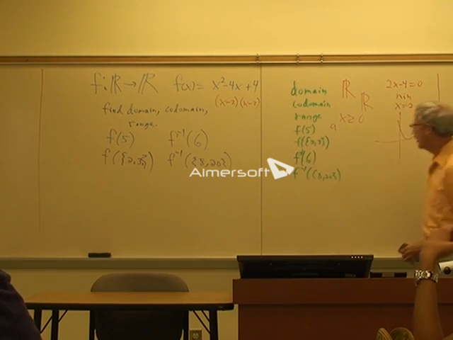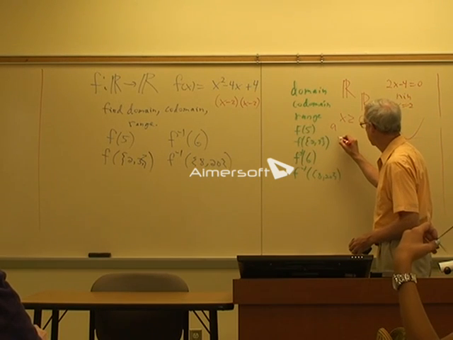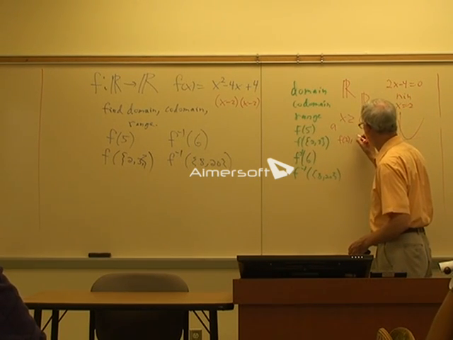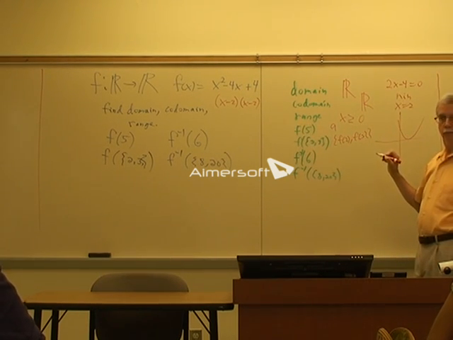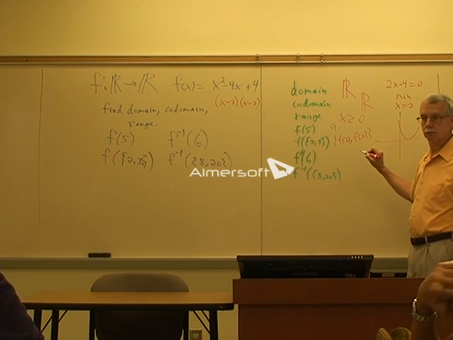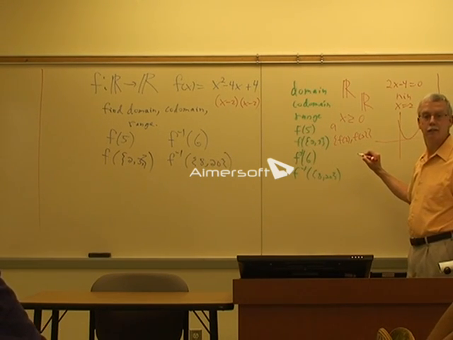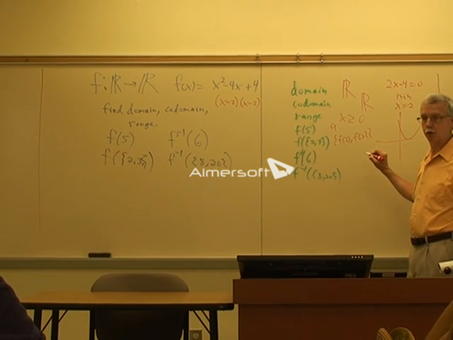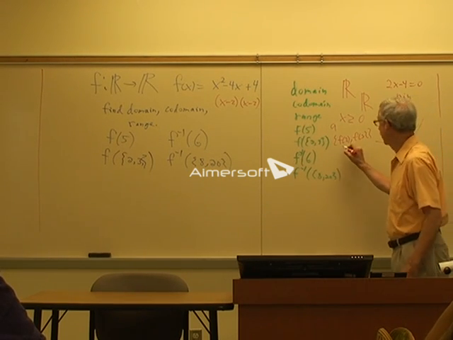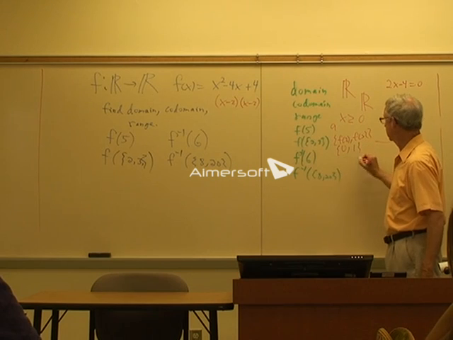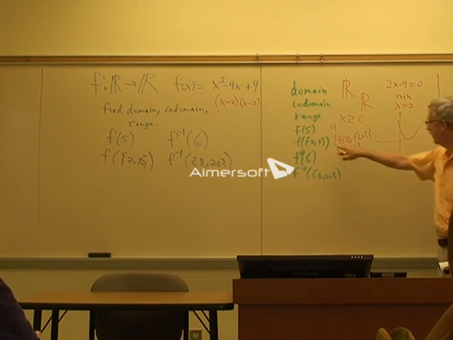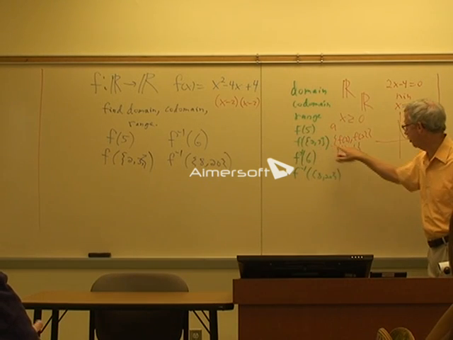How about the image of the set {2, 3}? Well, it's just the two values, f of 2 and f of 3, right? So what's f of 2? 0. Sure. You know that. And f of 3? 9 minus 12 plus 4? 1. So that's the image of the set {2, 3} under the map.